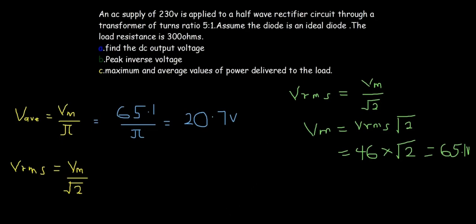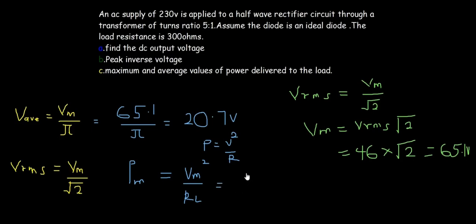Okay, so the next thing you have to find is the maximum and the average values of power. First of all, to find the maximum power, that's P max, we can use the formula P equals V squared over R. To find the maximum power, we are going to use the maximum voltage flowing through the load. So that will be Vm squared over RL, which is the load resistance.